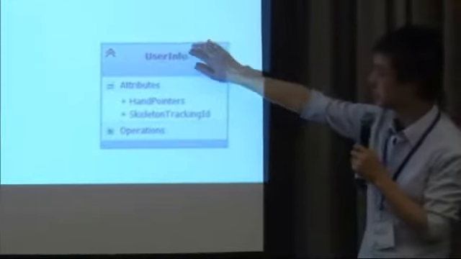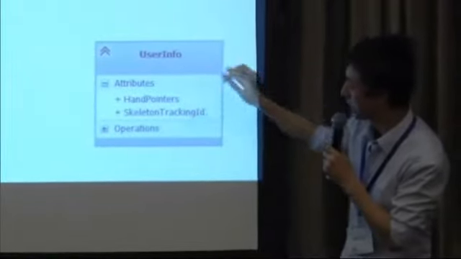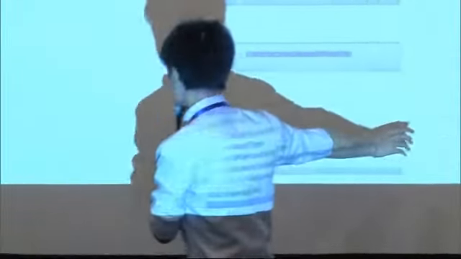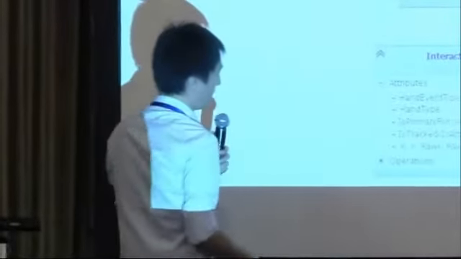InteractionFrame. The InteractionFrame class has 6 structures of user info, 1 for each player. And in the user info, we have the hand pointers and the tracking ID for the player. And we will talk about the hand pointer later. Okay. Basically, this lists all the classes in our interaction library.